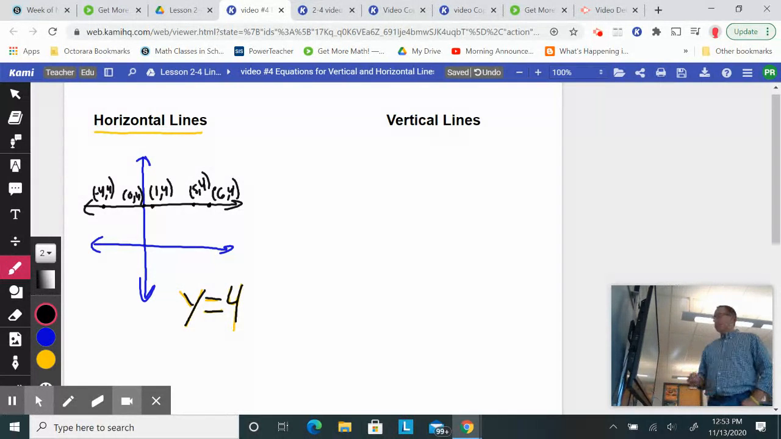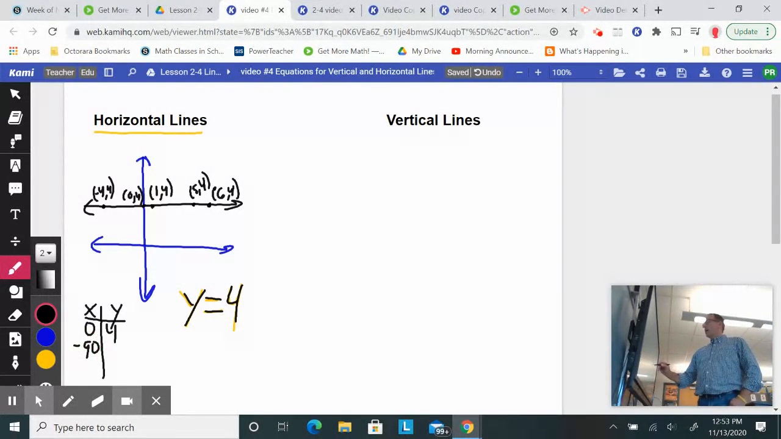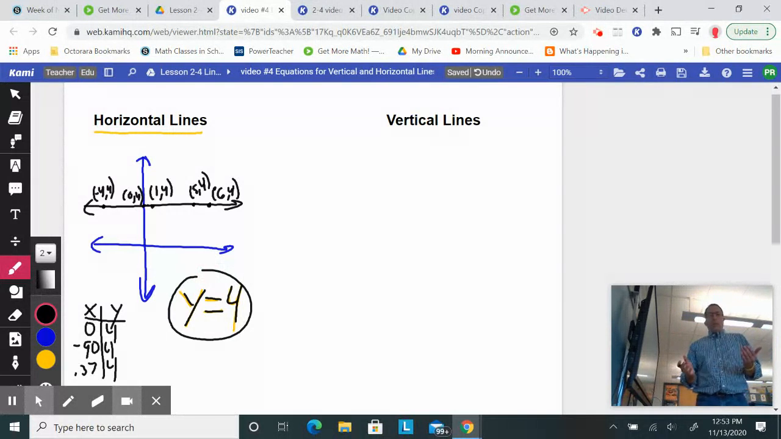So you set up a t-chart and you have an equation where it says y equals 4. You have the x, you have your y. You put in a 0 for x. What's your y? It's a 4. If you put in a negative 90 for x, what's your y going to be? You got it. It's going to be a 4. If you put in 0.37 for x, which would be like right in here, the y is going to be a 4. So the equation of that line will be y equals 4, which fits standard form. Remember, ax plus by equals c? The a can be a 0, so there is no x term. You just have y equals 4.